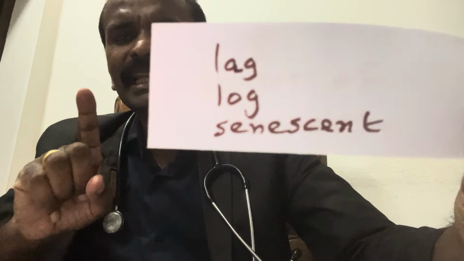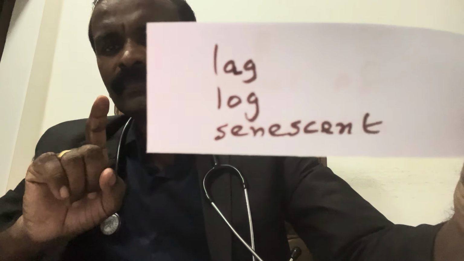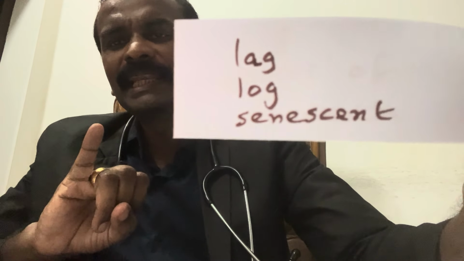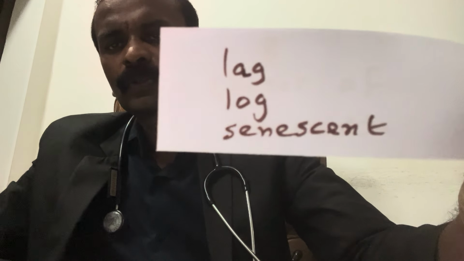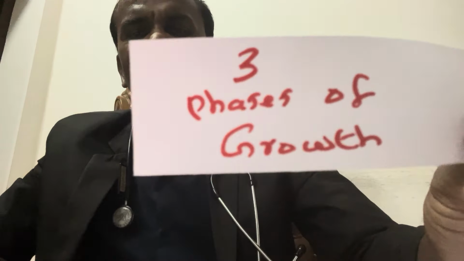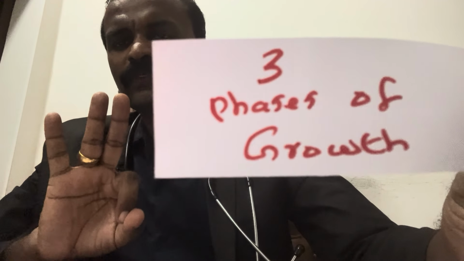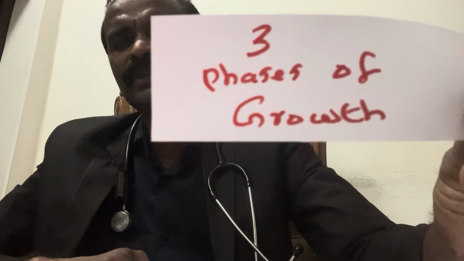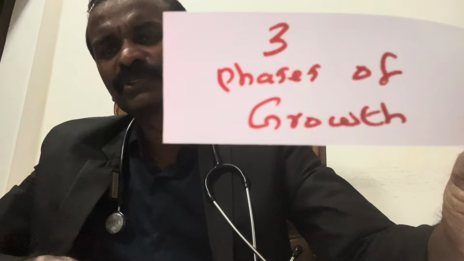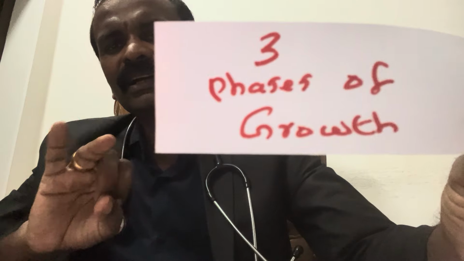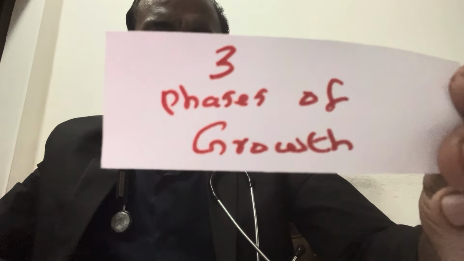What is this? Lag, log, senescent. What is the question? They'll keep one more point and they'll ask which is not true. Lag, log and senescent. Do you know the question for this? It is three phases of growth. They'll keep some other choice and ask which is not the growth, or they can ask match the following also. Lag, log and senescent are three phases of growth.